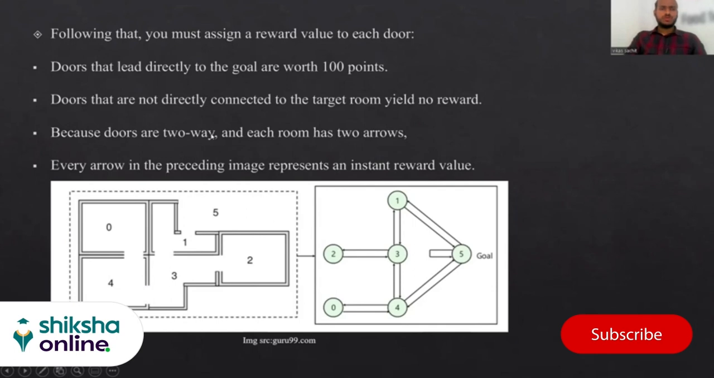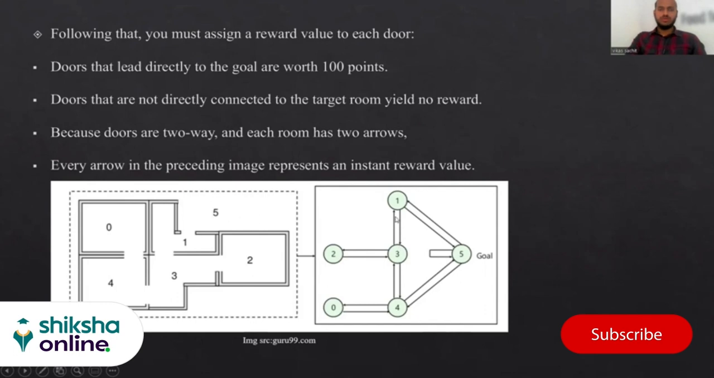Doors are two-way and each room has 2 arrows. For example, you can see how they are connected to each other. Since 3 and 5 are not connected, there is no reward at all. For example, 1 and 2 are not connected, so there is no reward. For 0 and 2, there is no reward. But 0 and 4 are connected with each other, so there is a 100. Similarly it goes along. Every arrow in the preceding image represents an instant reward value.